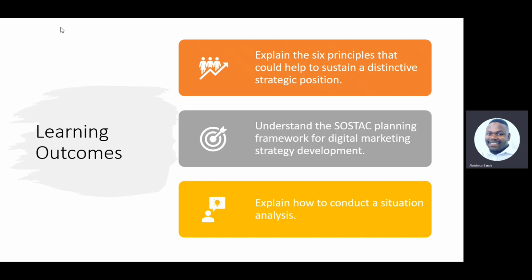So SOSTAC is a sort of foundation for strategy creation. If you are to plan, if you are to come up with a strategy, you need to apply the principles of SOSTAC. You must be able to explain how to conduct a situation analysis. There's no way you can come up with a strategy without being able to read the environment that you operate in, because situation analysis is all about reading the environment that you operate in, knowing the context in which you operate. So that's situation analysis.